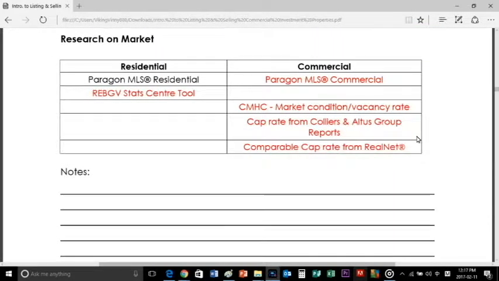Research on market. Residential, you have Paragon MLS Residential. For commercial, Paragon MLS Commercial. Residential has the REBGV Stats Center tool, and commercial doesn't have that, but it has CMHC Market Condition Vacancy Rate, cap rate from Colliers and Altus Group reports, and we have a comparable cap rate from RealNet.